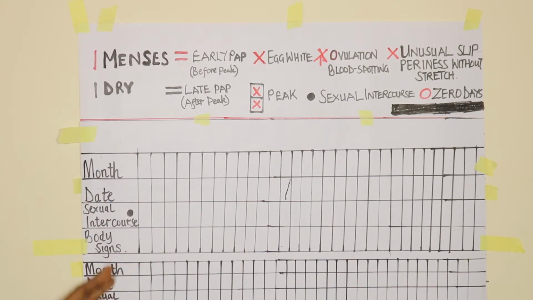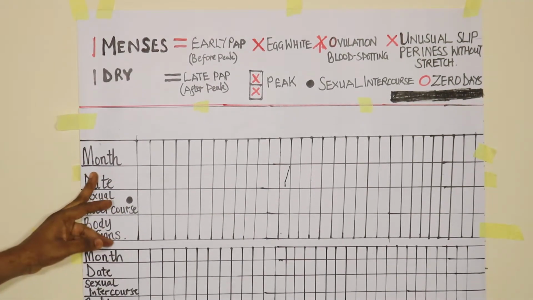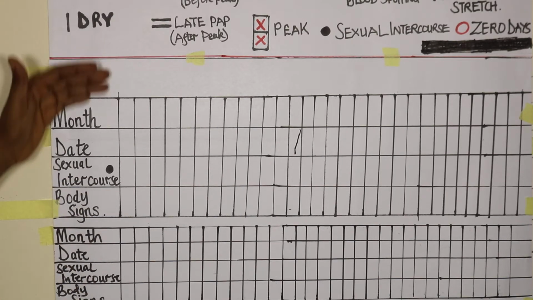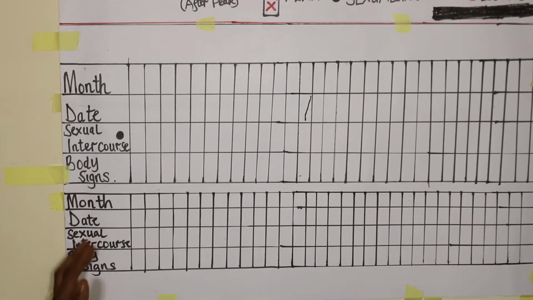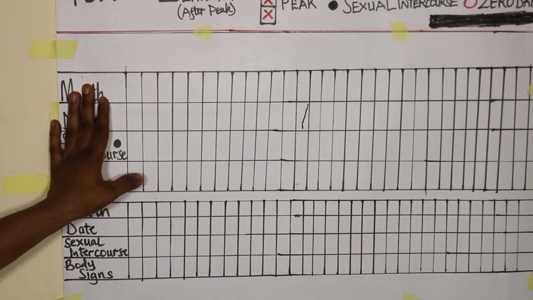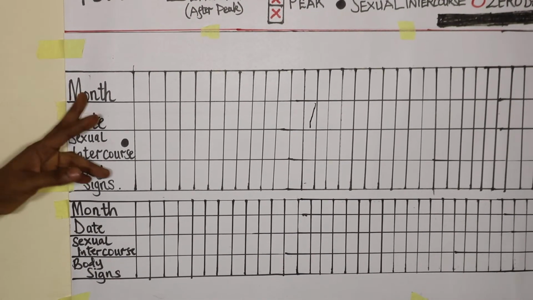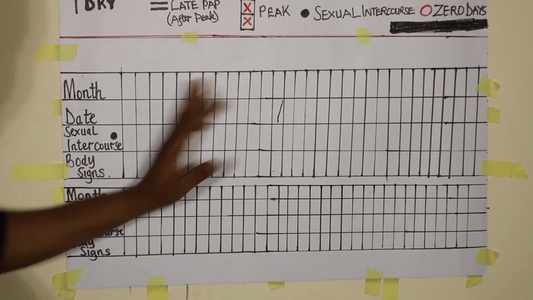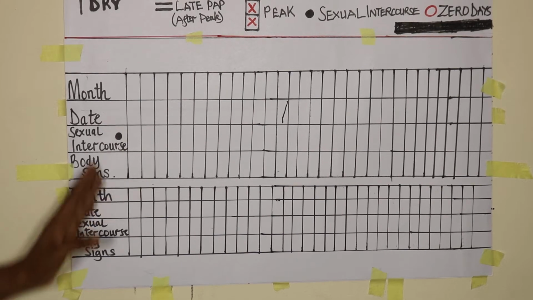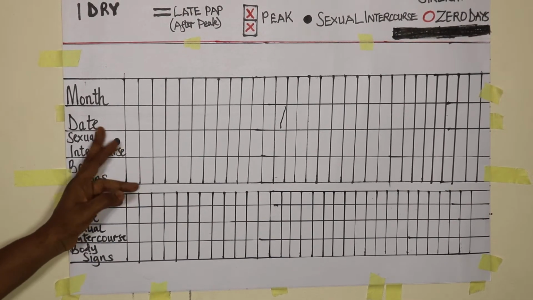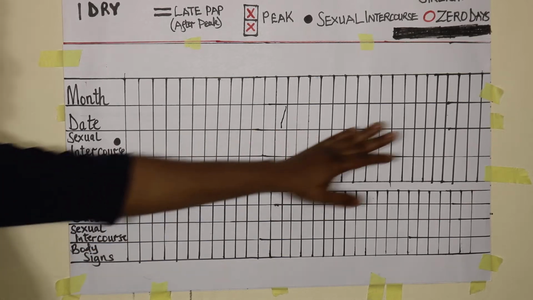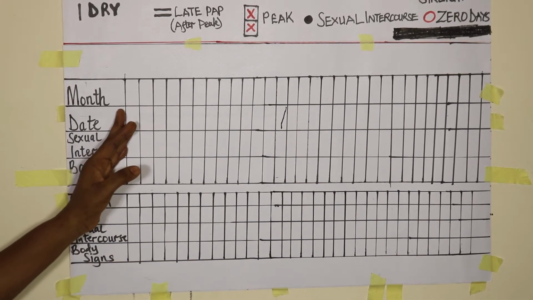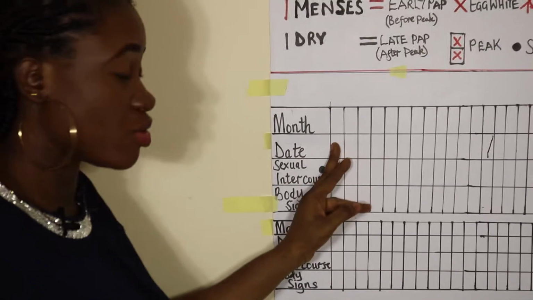And then on this chart, you have your month, you have your date, your intercourse, you have your body signs. And then what is happening here is, this is another column, just like this one. So when you want to start charting, you don't write, this is your month. You write your month, which is July. I will come to that. I just want to explain something. And this is your date. You don't write your number 1 to 30th one time. Every night you come to chart, that's the day you will write your date.